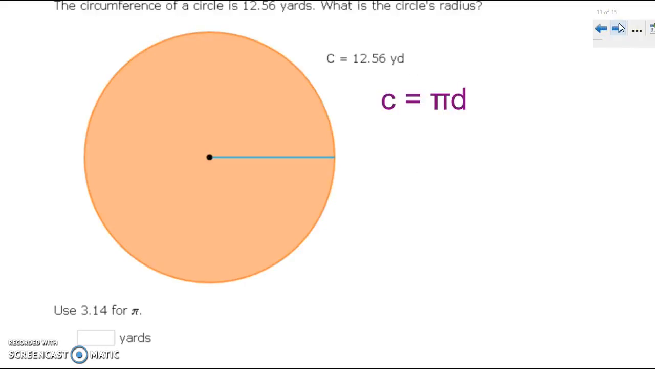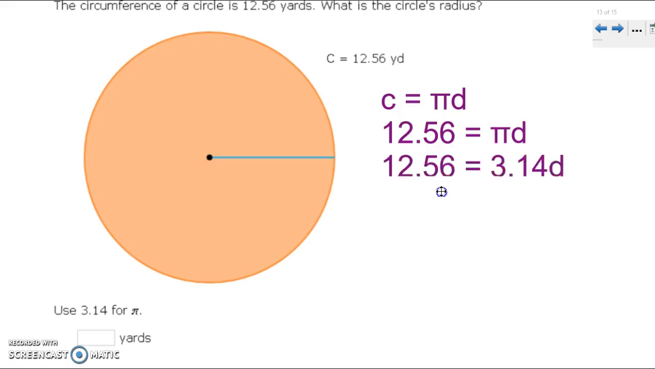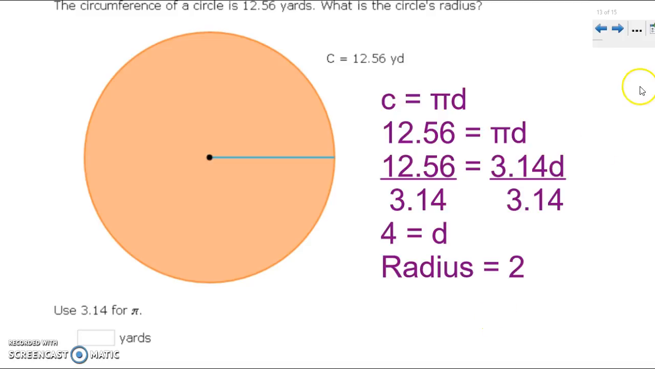Now they're giving me the circumference again, 12.56, but this time they're asking me to find the radius. Still using the same formula, circumference equals pi times diameter, and the same set of skills I just used. 12.56 is pi times diameter, and in this case, we're using 3.14 for pi. So I'm going to end up dividing both sides by 3.14. So in the calculator, 12.56 divided by 3.14 gets me a diameter of 4. But because they're asking me to find the radius, I have to undo that as well. If the diameter all the way across is 4, halfway across means the radius is 2.